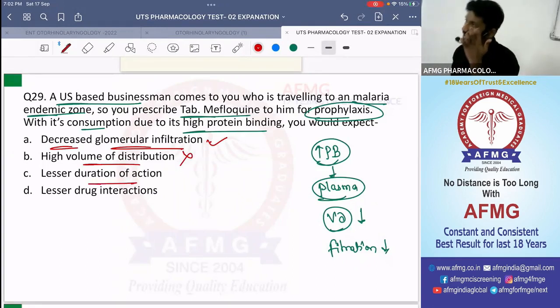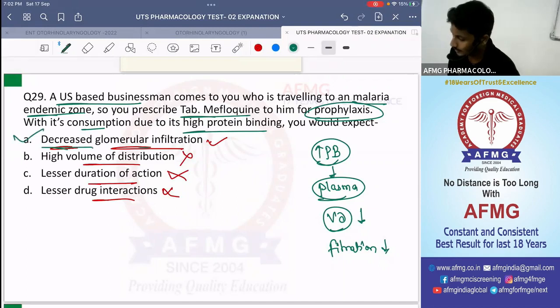Lesser duration of action? No, because it is binding to plasma protein. It has not been excreted out. If it has not been excreted out, it is staying in the plasma for a longer duration of time. Therefore, there would be an increased duration of action. And lesser drug interactions? No, usually there would be increased drug interactions because it is staying in the plasma itself. So here the best answer would be decreased glomerular filtration. No problem with this.